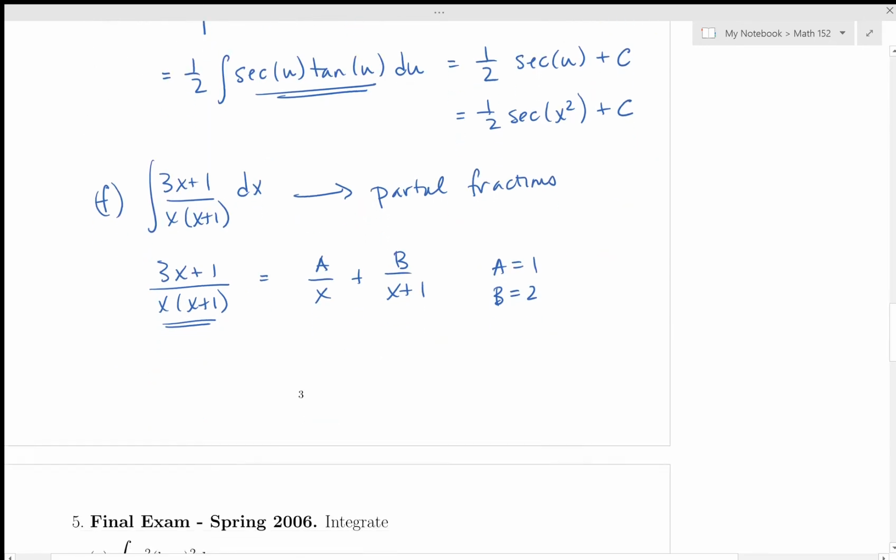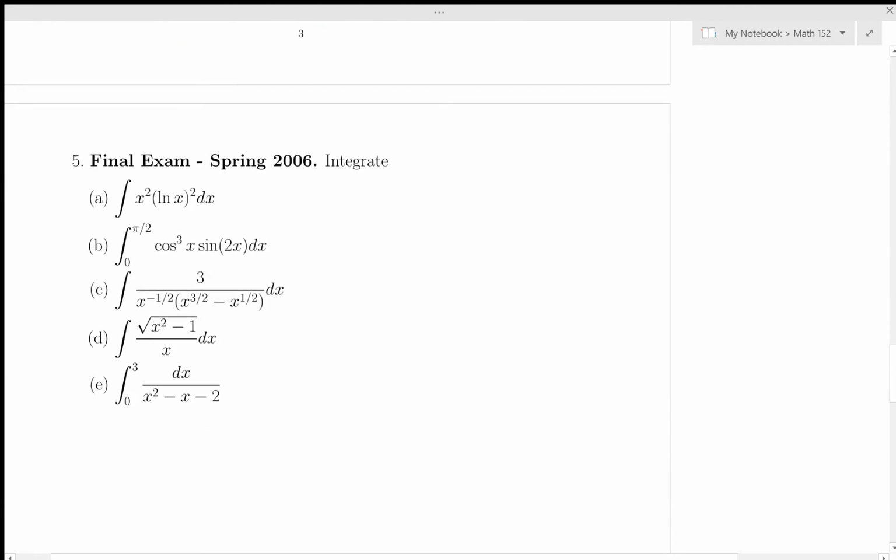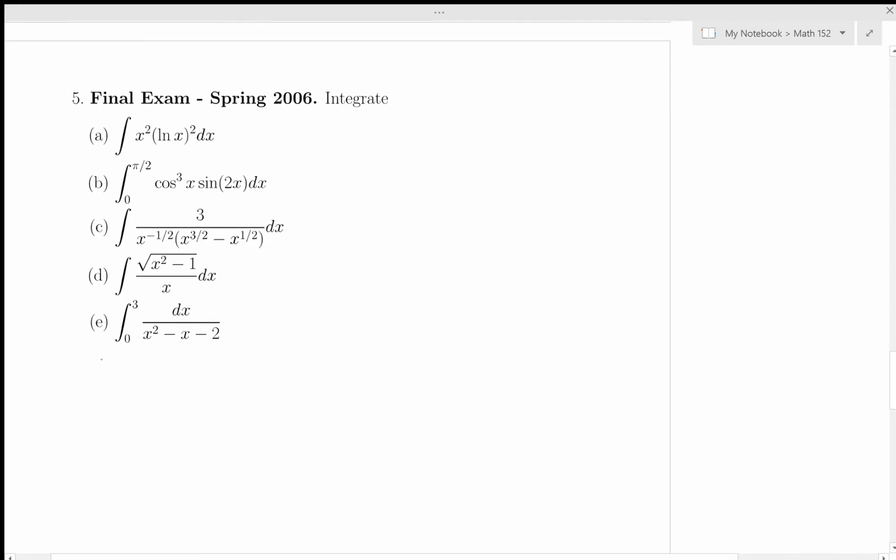Okay, just a few more like this. Some other final exam questions. This one looks slightly trickier than the ones we've had before. Let us do A right here. So I'm talking about this one here.